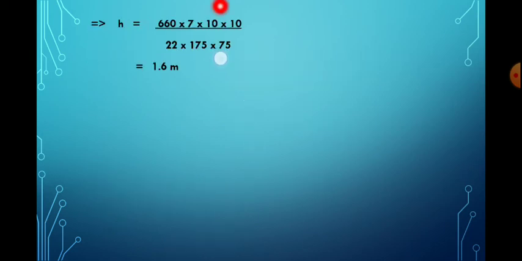Therefore, h equals 660 into 7 into 10 into 10 divided by 22 into 175 into 75. That is, removing the decimals, we have multiplied 10 over here. Therefore, the value of h is 1.6 meter.